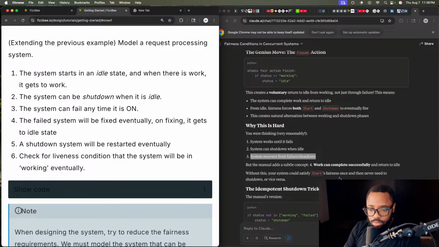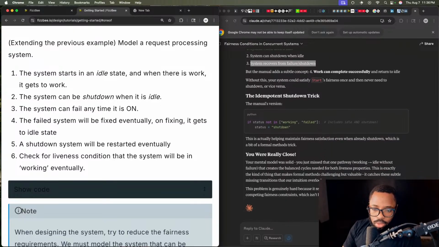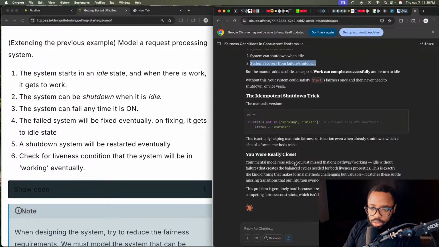The manual's version is actually helping maintain fairness. You were really close. Yeah, you're just saying that.